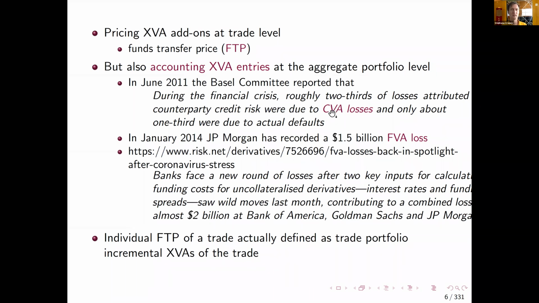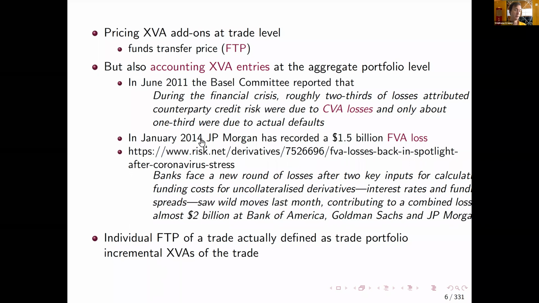So CVA is a liability, and if the CVA of the bank deteriorates, that's a loss for the bank. To the point that it was said in a June 2011 Basel Committee report that during the global financial crisis, even 2/3 of the losses attributed to counterparty credit risk were in fact of this kind, that is due to CVA losses, whereas only about 1/3 was due to actual defaults.